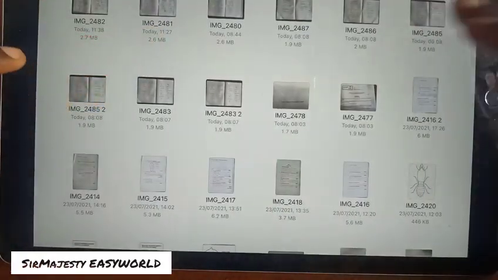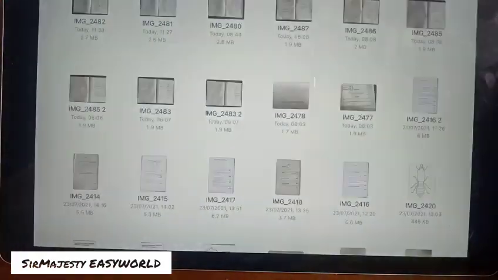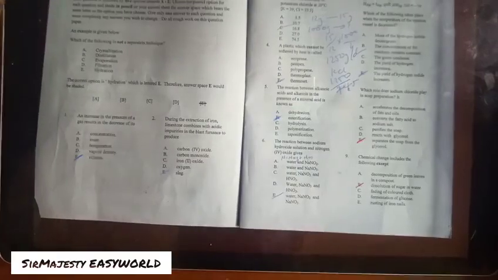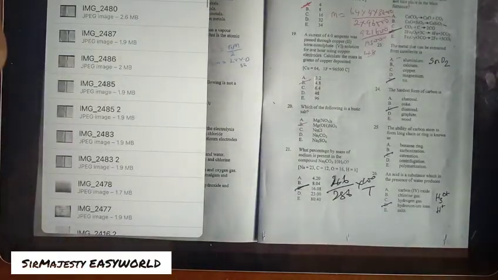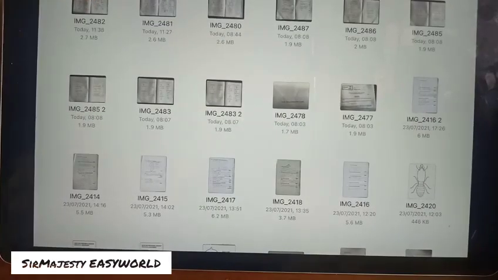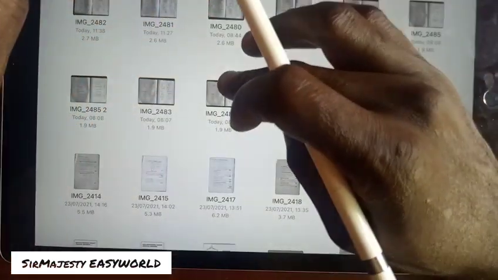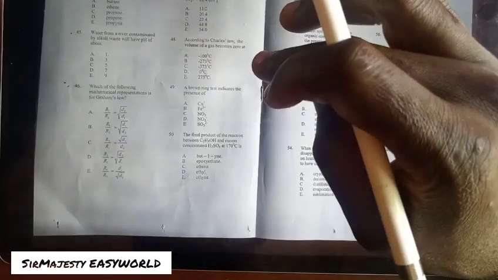Question number 44. Not here. Not here still. What's happening? Question 44. Is it that I didn't lift it? Okay, here we go. Question 44.